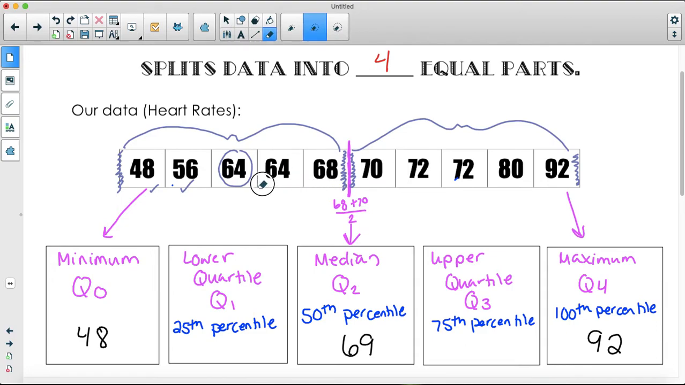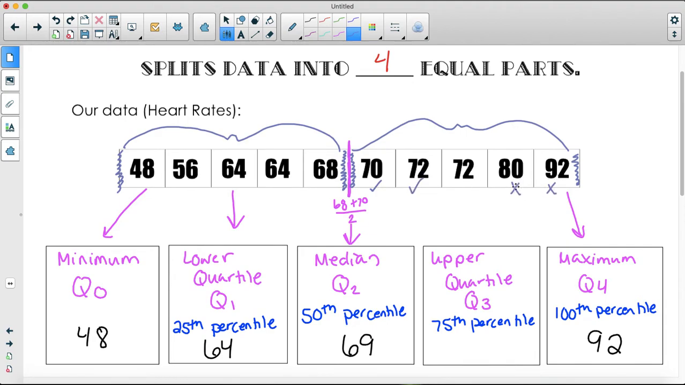Therefore, Q1 is going to be 64, because it is the exact middle of the lower half of the data. I'll do the exact same thing on the right-hand side. I have one on the left, one on the right, one on the left, one on the right, and then I have the exact middle of 72. That gives me my Q3, the 75th percentile, which is the exact middle of the upper half of the data. So my 5-number summary is 48, 64, 69, 72, and 92.